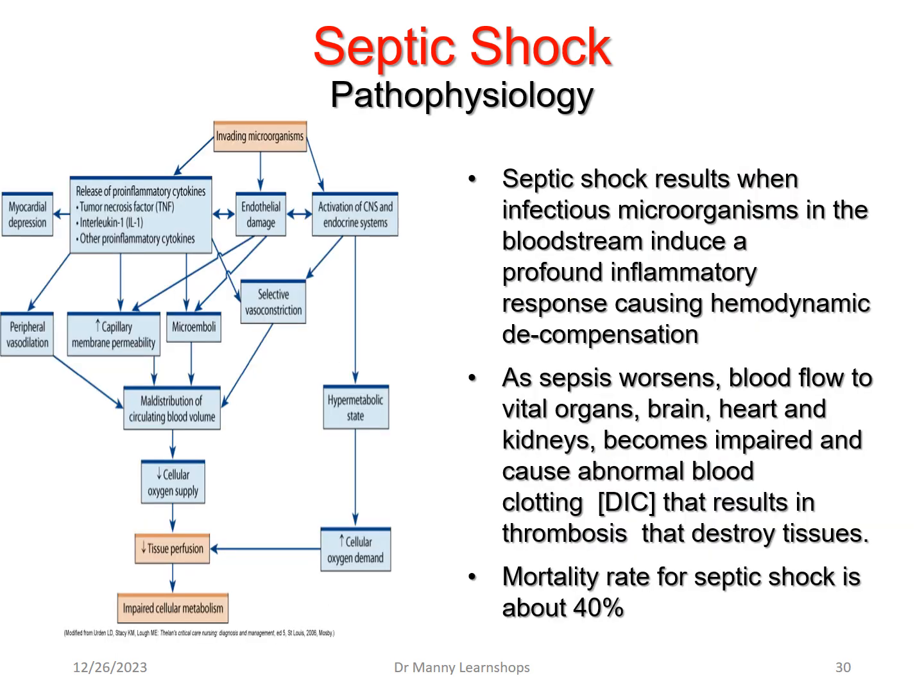Let me reinforce it again. Septic shock results from infectious microorganisms in the blood that activate an acute and profound inflammatory response, causing hemodynamic decompensation. As it gets worse, decreased blood flow to your vital organs, brain, heart, kidneys, and it may even result in something called disseminated intravascular coagulopathy, DIC, that results in thrombi and bleeding that destroys tissue. Has a fairly high mortality, 40%.